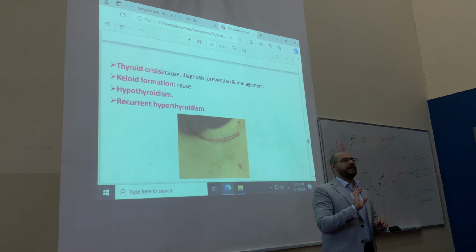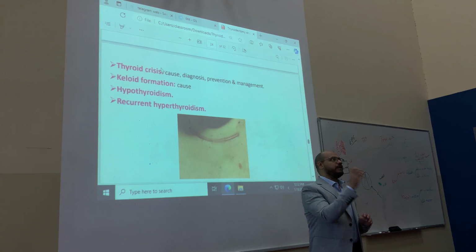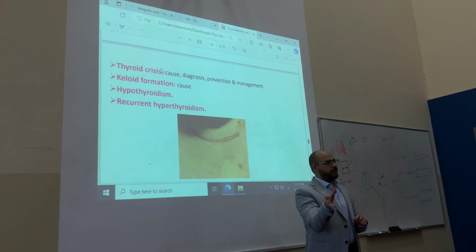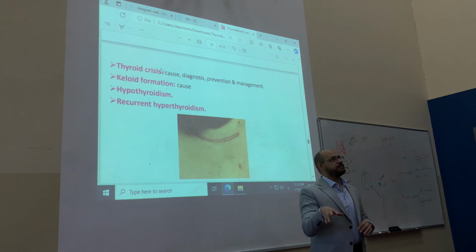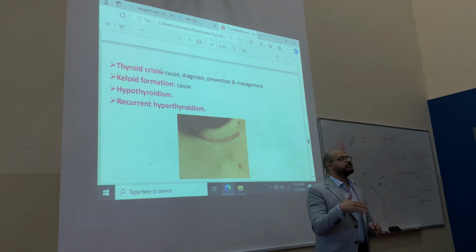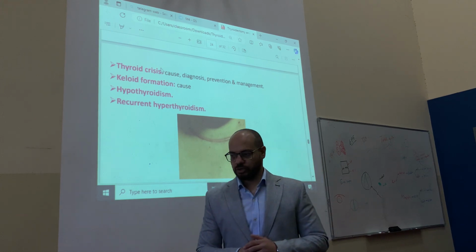Mostly symptomatic. Meaning, if we have convulsions, I should give the patient anticonvulsant. If we have severe palpitation, I will give the patient parenteral beta blocker. If we have hyperpyrexia, ice bath and antipyretics. And I will give antithyroid medications to the patient to try to control the patient's condition.